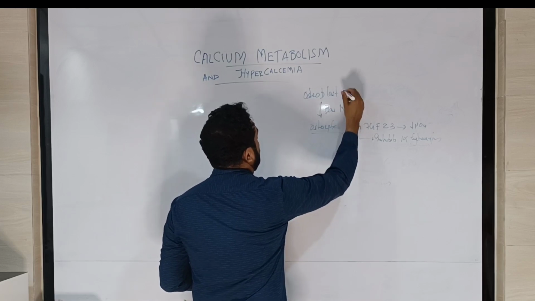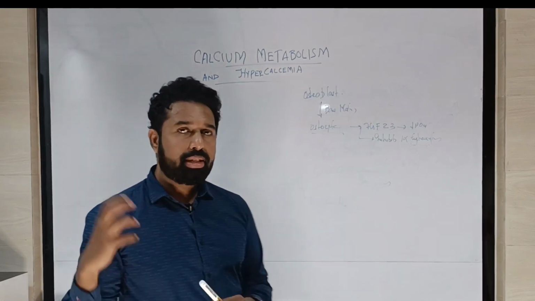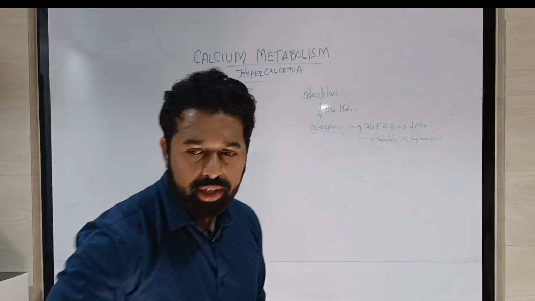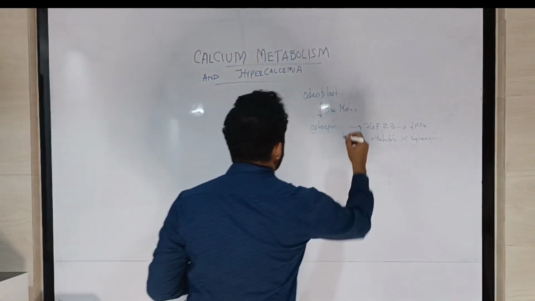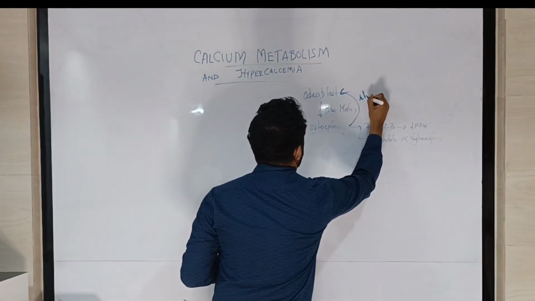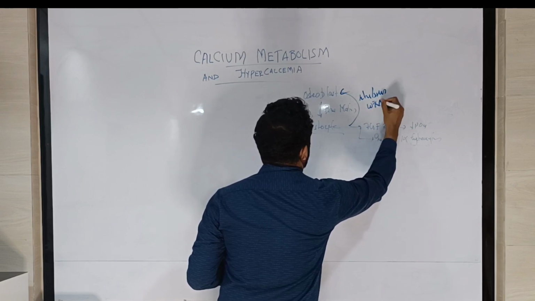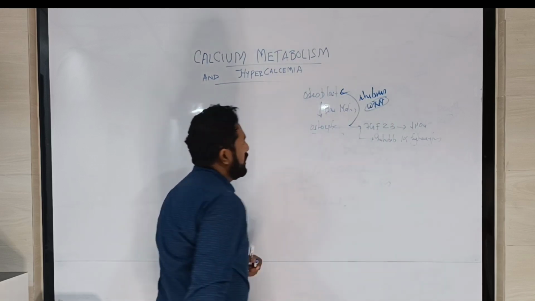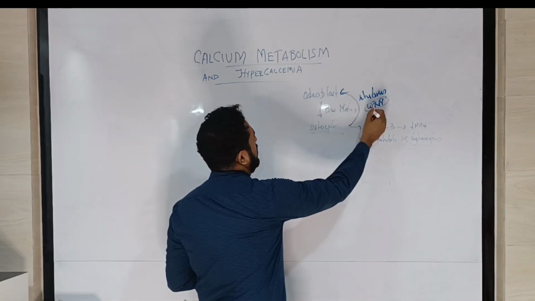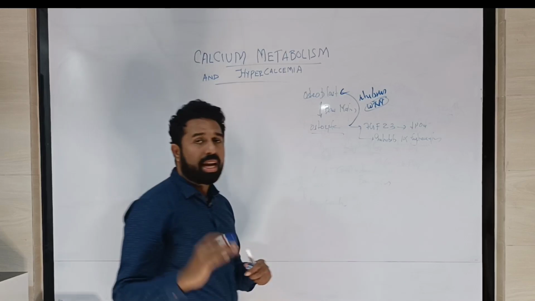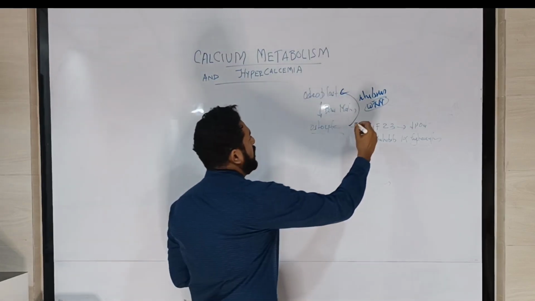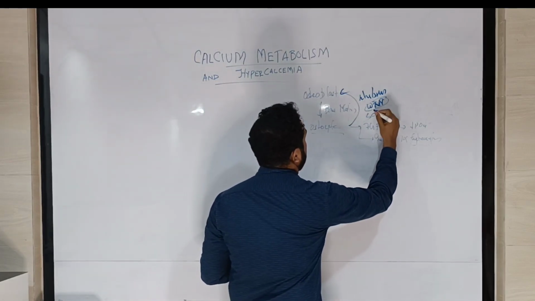The other thing that the osteocyte does is it inhibits the osteoblast. It acts on the osteoblast by the WNT pathway, secreting something known as sclerostin.